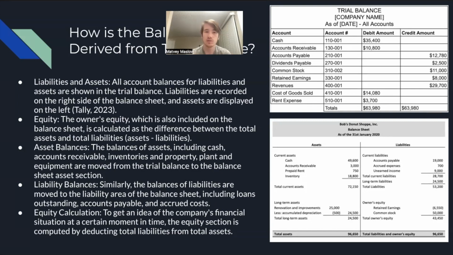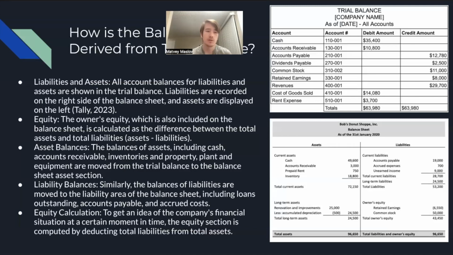When it comes to liabilities and assets, all account balances for liabilities and assets are shown in a trial balance, and liabilities are recorded on the right side of the balance sheet, and the assets are displayed on the left side of the balance sheet, as debits versus credits for liabilities. When it comes to equity, the owner's equity, which is also included on the balance sheet, is calculated as the difference between the total assets and total liabilities, which can be displayed as a formula: owner's equity equals assets minus liabilities.